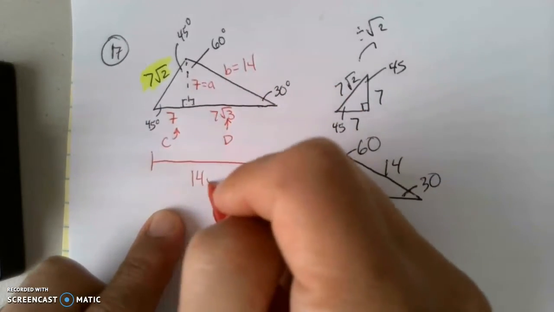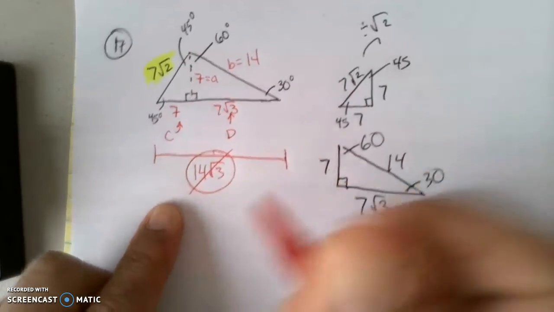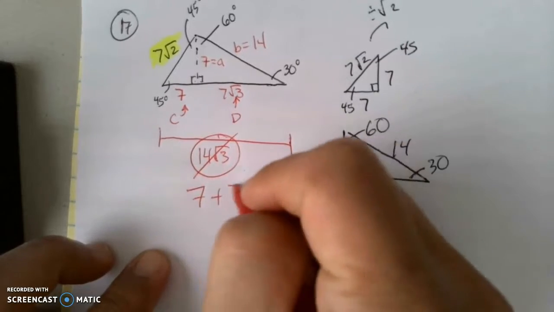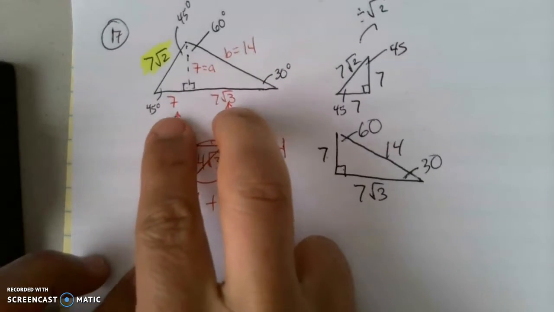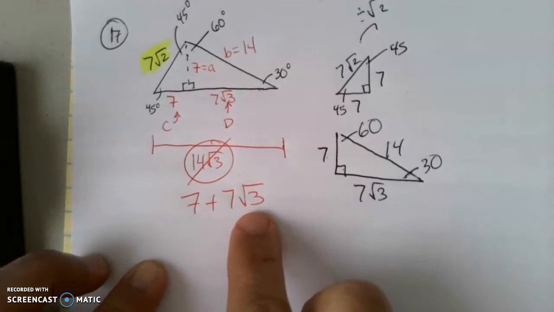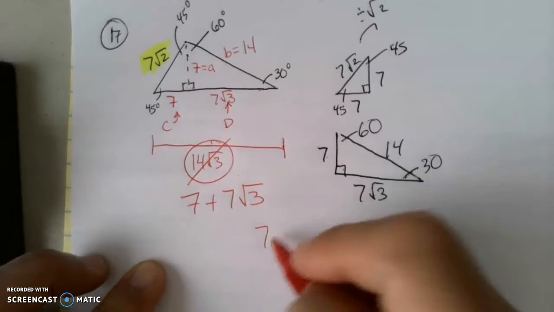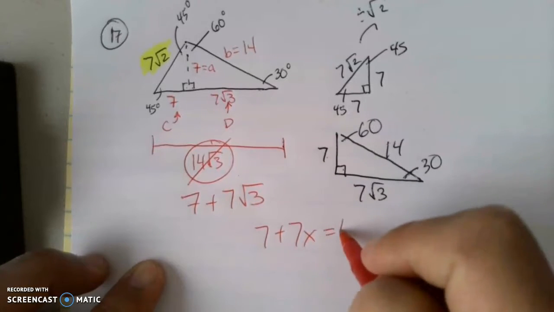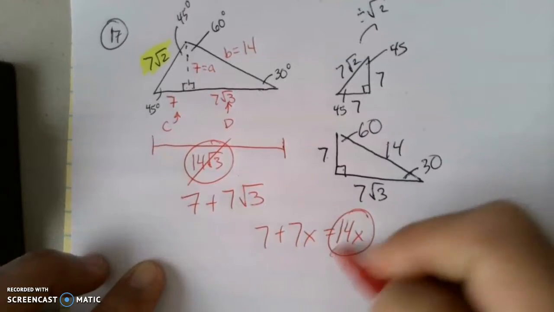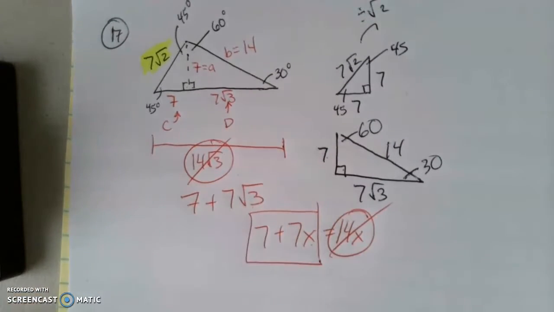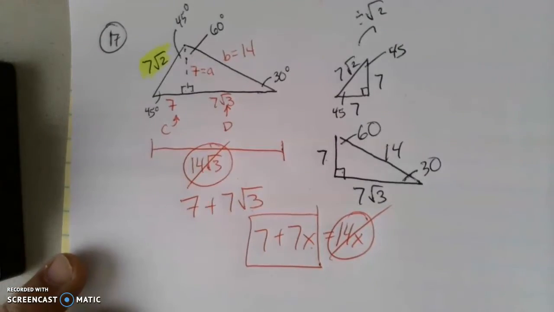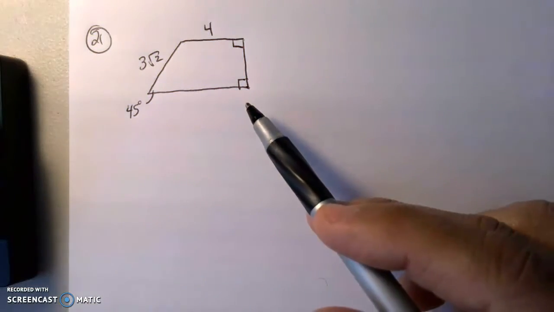It is not 14 radical 3. Don't say that. It would just be 7 plus 7 radical 3. You cannot add these two, 7 and 7 radical 3. Look, this radical 3 is like 7 plus 7x. You cannot say it's 14x. Just keep that in mind. You would just leave it alone. Okay, instead of an x, radical 3. Okay, that's 17.